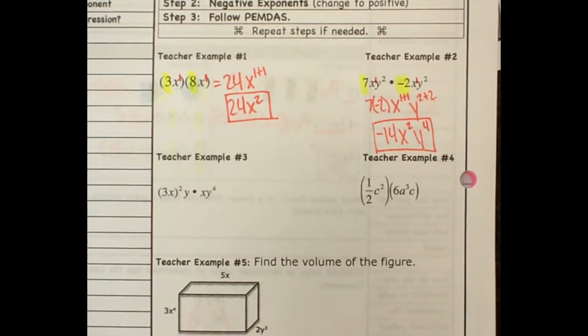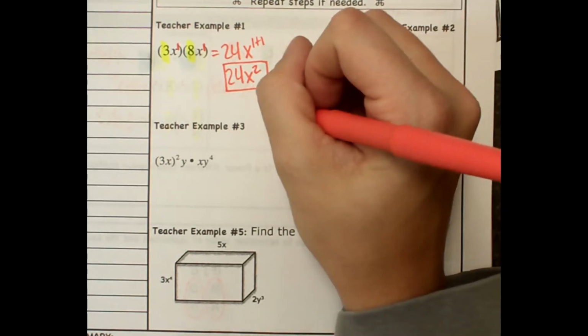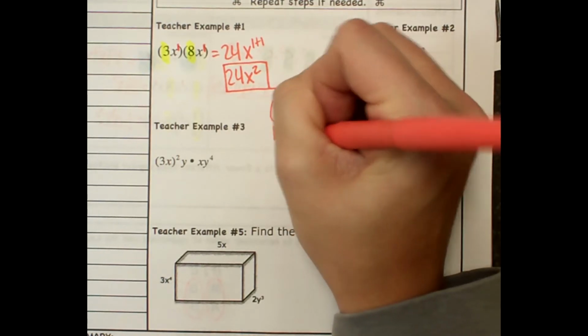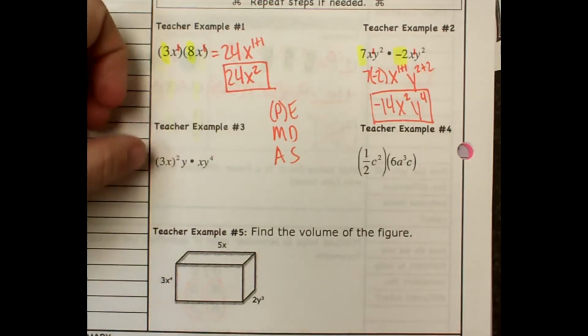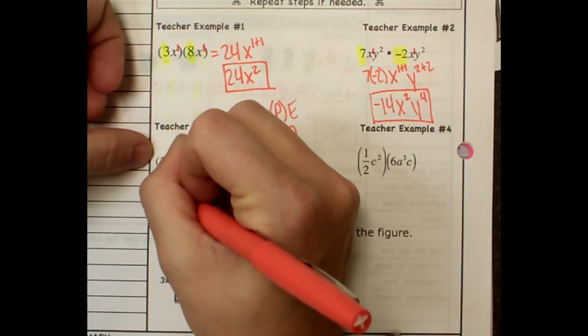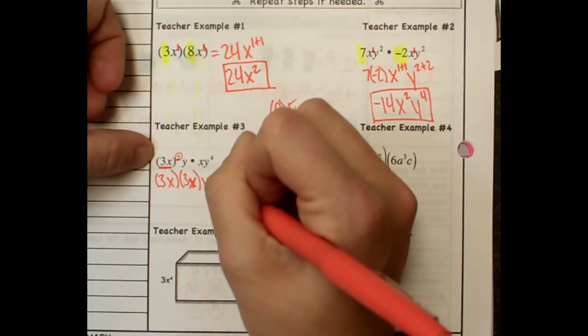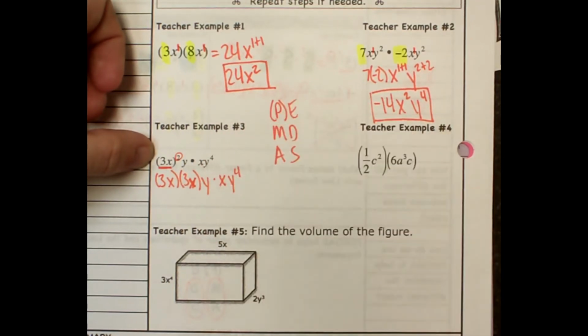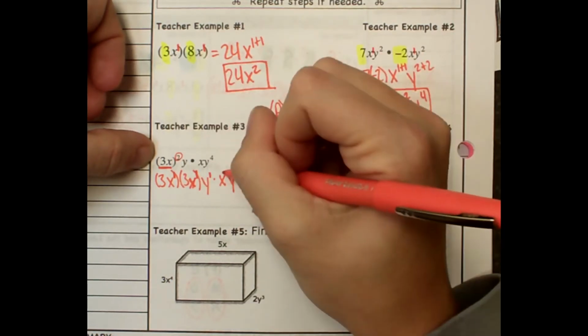Looking at number 3. Following my steps. 0 exponents? No. Negative exponents? No. I need to follow PEMDAS. So PEMDAS, in case you forgot it, means that we take care of our parentheses first. So we need to remember right here that this is squaring that guy. So really what we have is 3x times 3x, that's an x, times y times x times y to the 4th. Make sure everything has an exponent, whether it's 1 or something else.